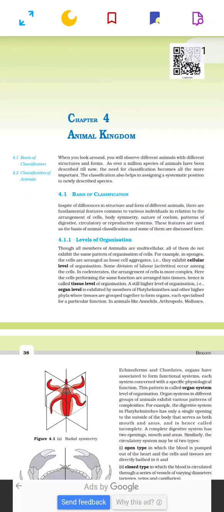As over a million species of animals have been described till now, the need for classification becomes all the more important. The classification also helps in assigning a systematic position to newly described species.